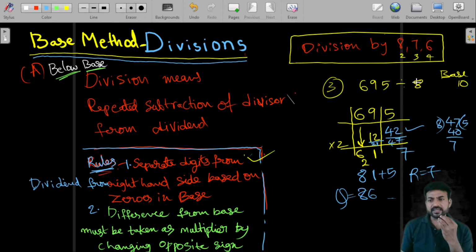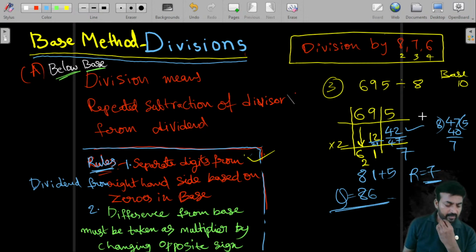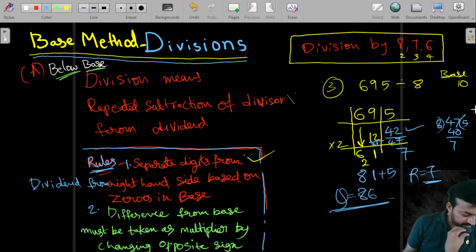So add 42 and 5 again, you will get 47. You can still divide this 47 by 8. So 8 5s are 40. That 5 has to be added to the quotient to get the actual quotient. Quotient is 86, remainder is 7. You can check your answer using the digital route.